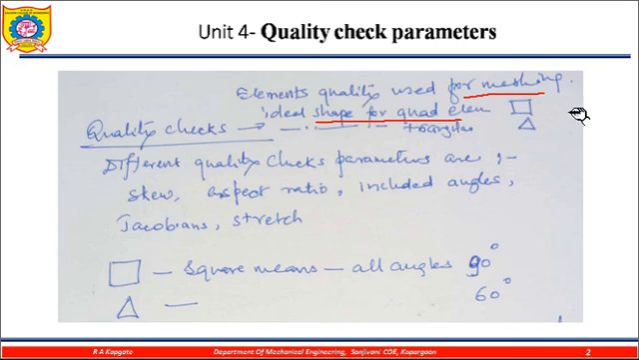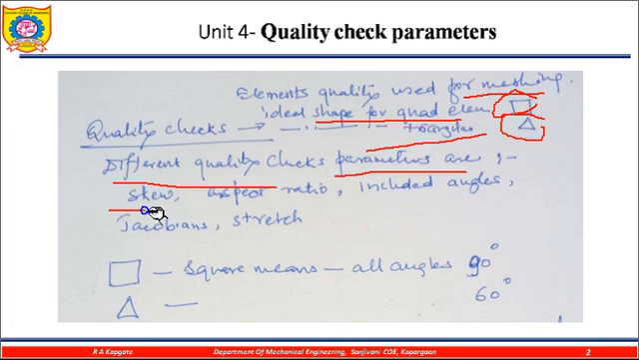For the quadrilateral element it is the rectangle, and for the triangle we are selecting the triangle one. So different quality check parameters are the skew, aspect ratio, included angles, the Jacobians and the stretches. What we are checking here is whether the answer we are getting through the calculations is very close to the exact solution or not. And for that purpose we are putting in certain quality checks.